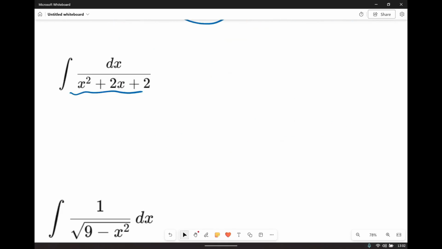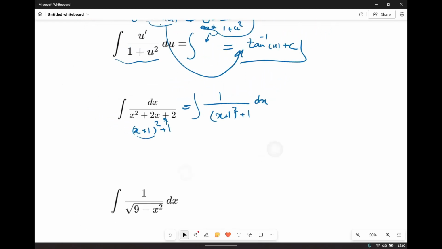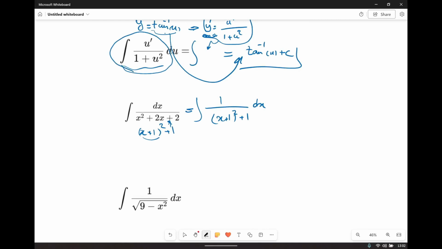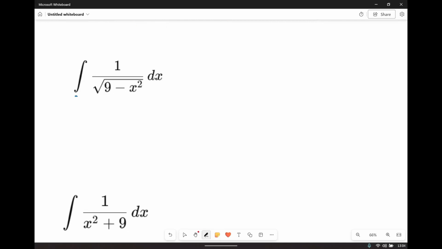Can you guess? If you're a little genius, you know this is (x + 1)^2 + 1. Yes, because if I expand this identity, I arrive at this, and therefore our integral is 1 over (x + 1)^2 + 1 dx. Now how can we calculate this? This is simple, guys, because if I put this as u, its derivative is 1, and the answer is tangent inverse of u plus c. I just substitute x + 1, and our answer is tangent inverse (x + 1) plus c.